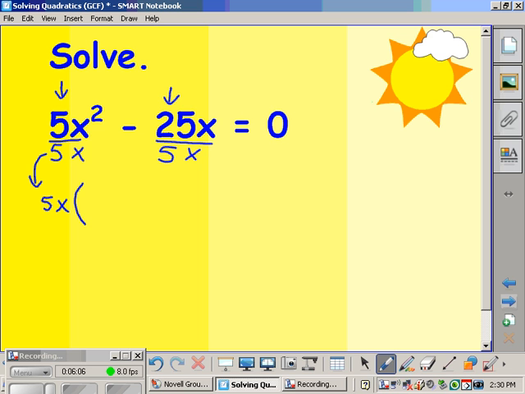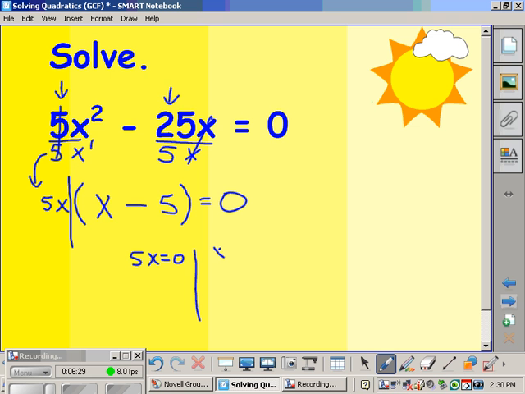and then we will divide the terms to get the remainder. So our 5's will cancel in the first term, and if we subtract the exponents of our variables, we get an x. In the next one, 25 divided by 5 is 5, and the x's will cancel. Now we will take our 5x and create one equation, so 5x equals 0, and then our x minus 5 and set that equal to 0 to create a second equation.